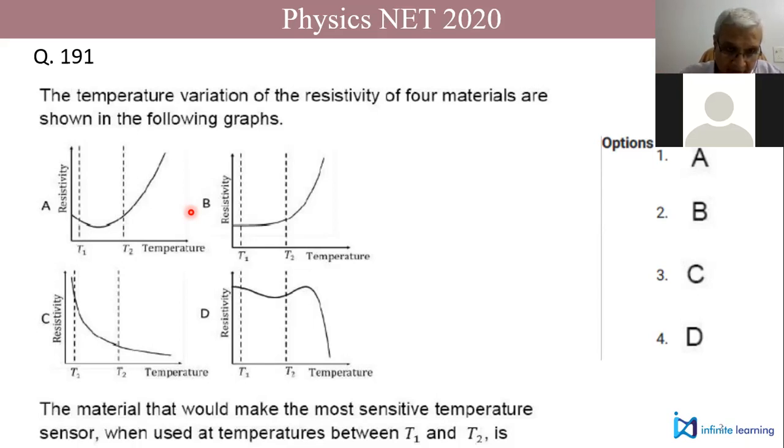Okay. So sir, option C is: at temperature T1, the resistivity is a little bit high, and at temperature T2, the resistivity is a bit low. So in between the two temperatures, we get a clear change. How about the other two options, B and D?